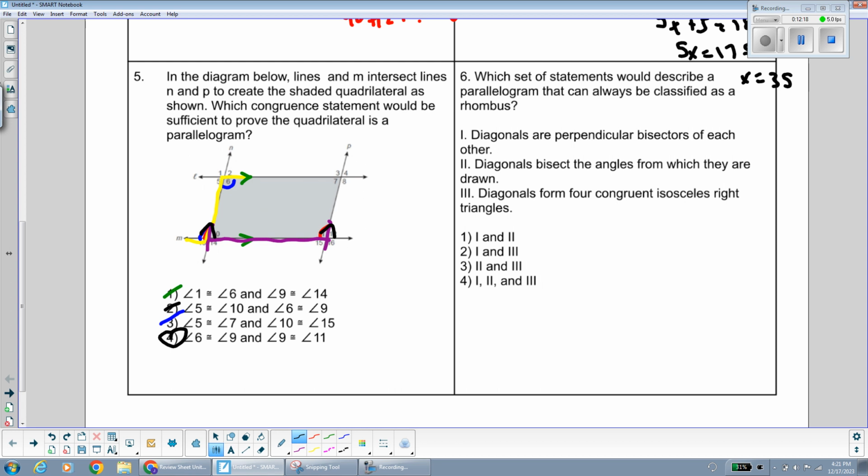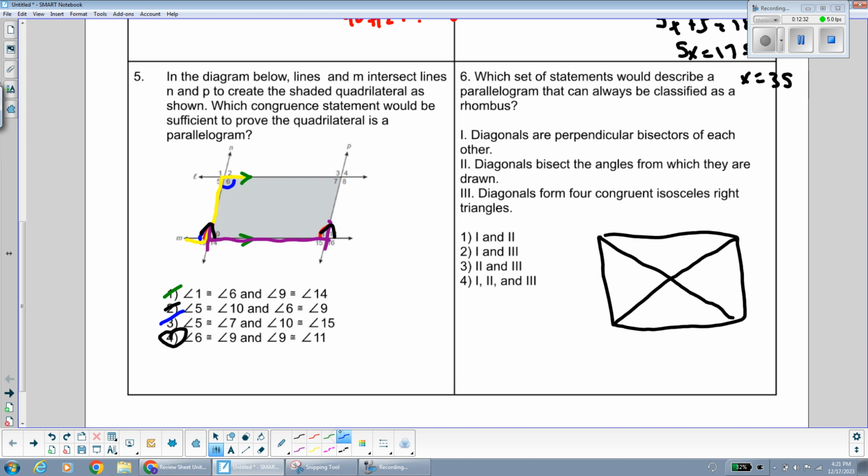Question number 6. Which set of statements would describe a parallelogram that can always be classified as a rhombus? So I'm going to draw a picture of a rhombus, not drawn to scale, but I'm just going to mark as many rhombus properties as I can remember. Rhombuses have 4 equal sides. So not only are opposite sides congruent, but all 4 sides are congruent as well. That's a special property of a rhombus.